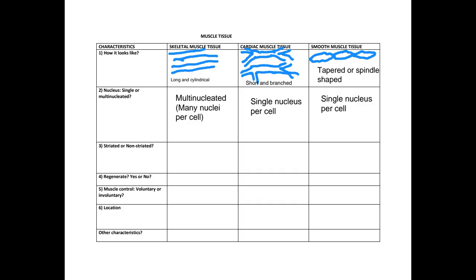And then we ask the question, is it striated or non-striated? Striated means that if you look at it, does it have stripes on it? I'll show you in a minute here. The skeletal muscle tissue is going to be striated.